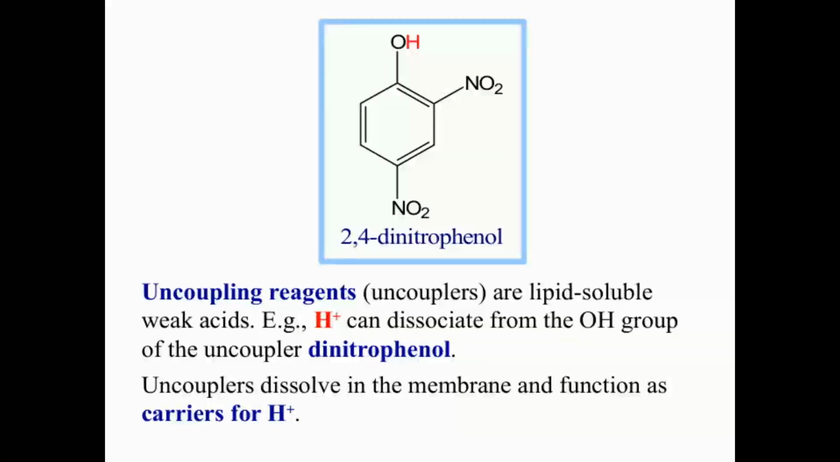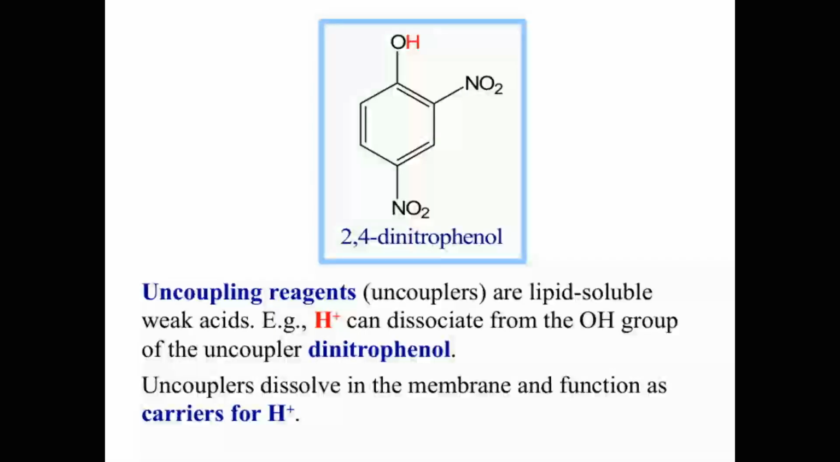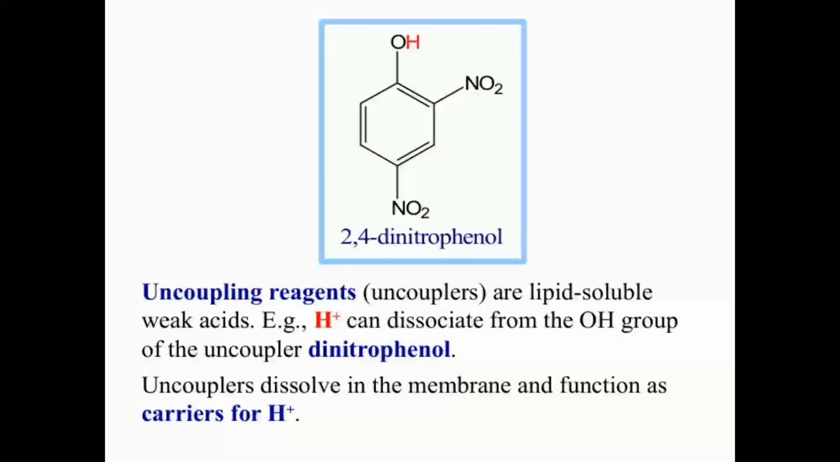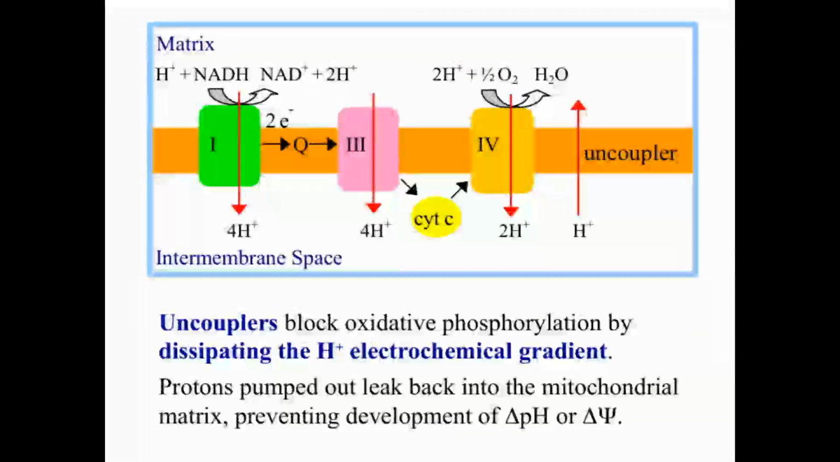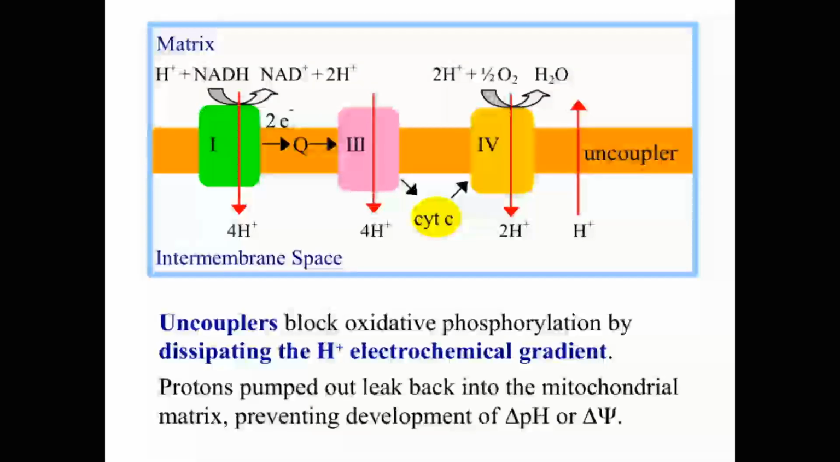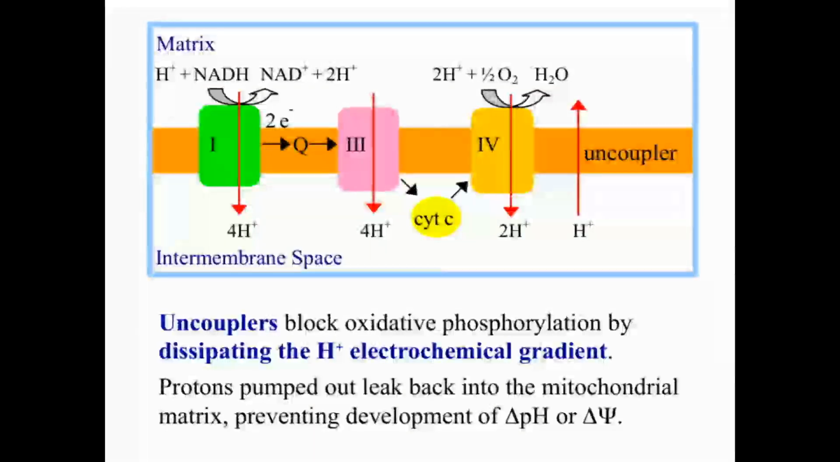Uncouplers are fascinating because they essentially block oxidative phosphorylation, which is the process mitochondria use to generate ATP. They do this by dissipating the H+ electrochemical gradient across the inner mitochondrial membrane. So, instead of protons flowing through ATP synthase to produce energy, the uncouplers allow protons to leak back into the mitochondrial matrix. This leak prevents the development of the proton motive force, specifically the proton gradient, delta pH, and also prevents the electrochemical potential difference, delta psi.